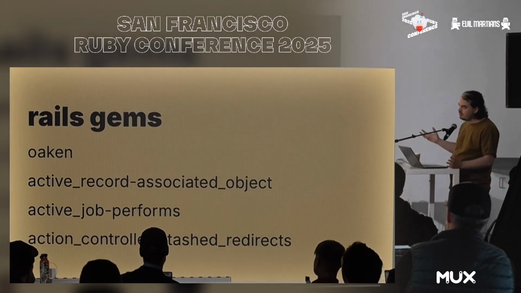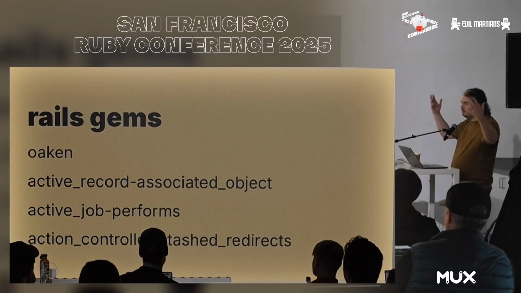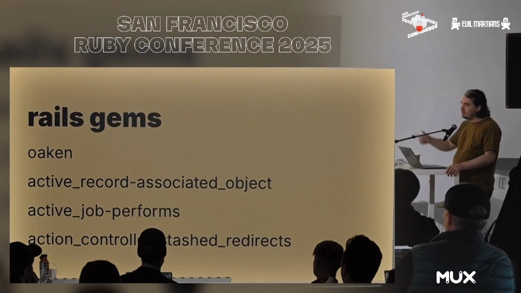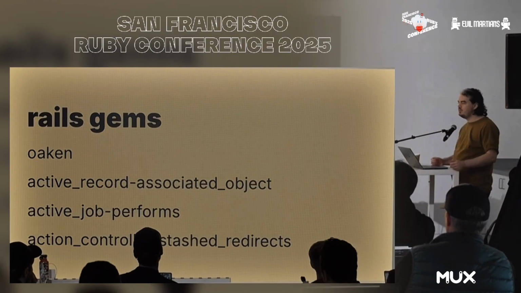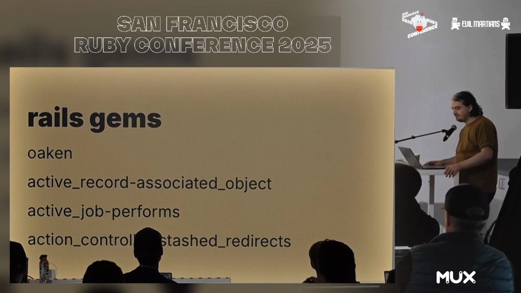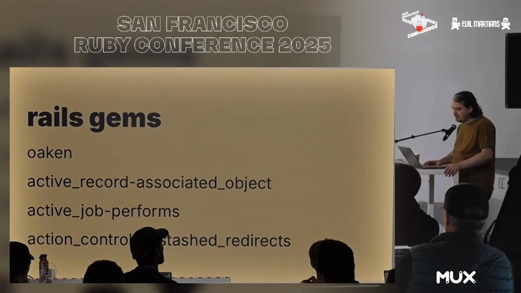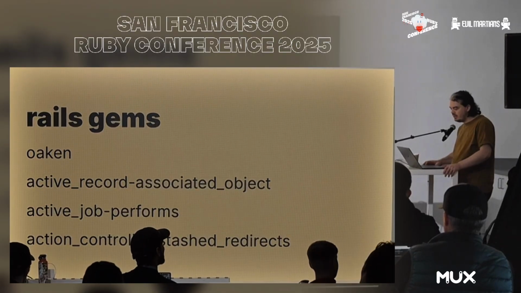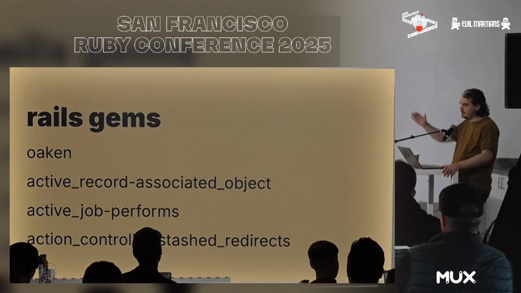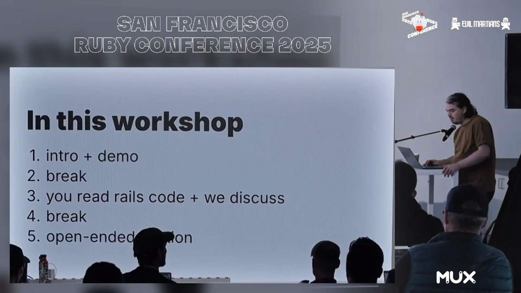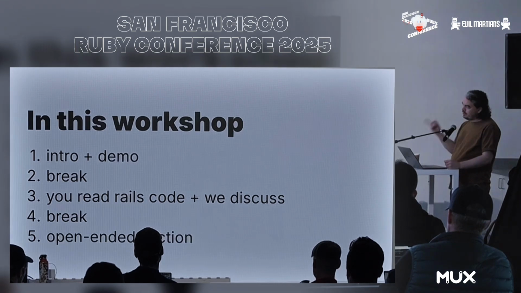I've also worked on a bunch of different Rails gems to take Rails to a new level, in a way. Oaken is my thing for fixtures and factories, trying to do that differently. Rails has built-in fixtures, which are kind of cumbersome, and then there's factories, which I also find cumbersome, so this is my attempt at doing something different, and there's a bunch of other ones as well.